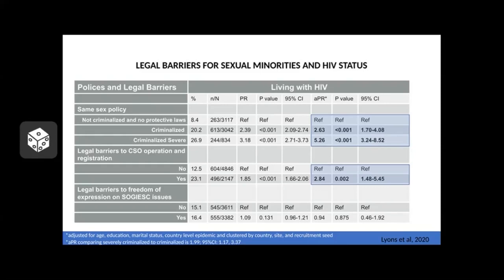But also what struck us is that there are similar relationships: if you live in a setting where there are legal barriers to CSO operation, you're almost 3 times more likely to be living with HIV. I think that speaks to the importance of outreach of many of these organizations in these settings in terms of testing and linkage to care, etc. We did not see any obvious relationships in terms of whether there were legal barriers to the freedom of expression on sexual orientation and gender identity issues. We didn't see that, but we really saw clear relationships as it related to the programs and the policies.